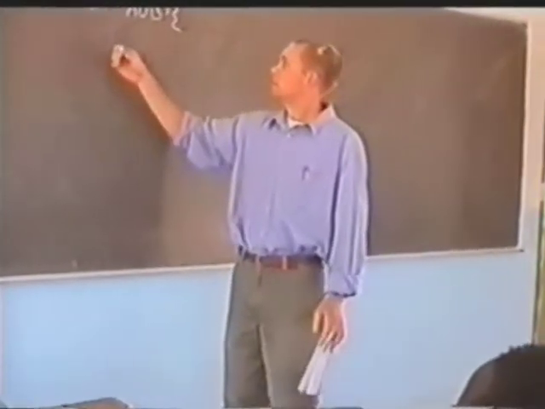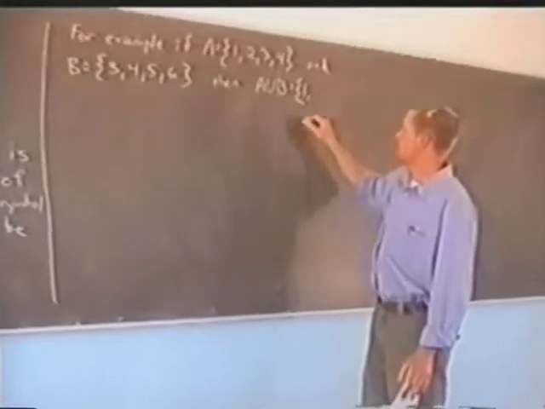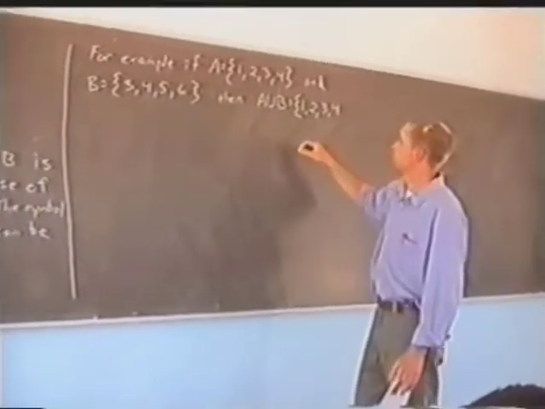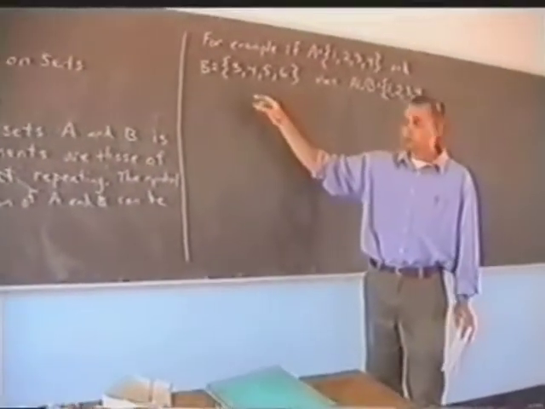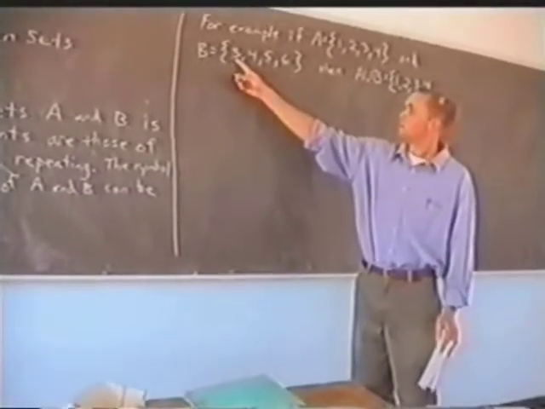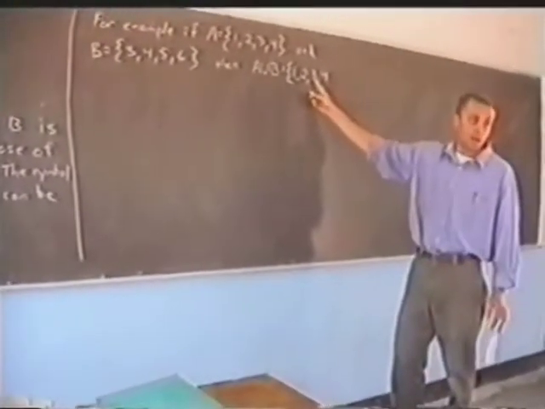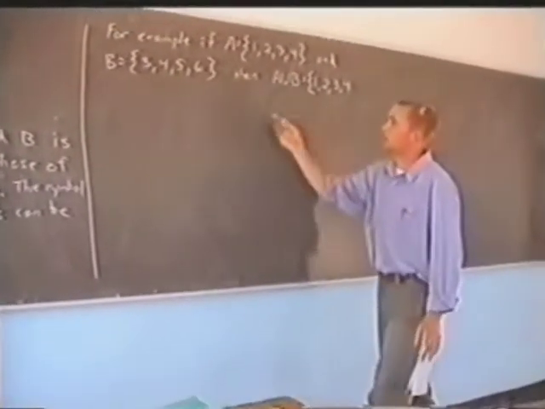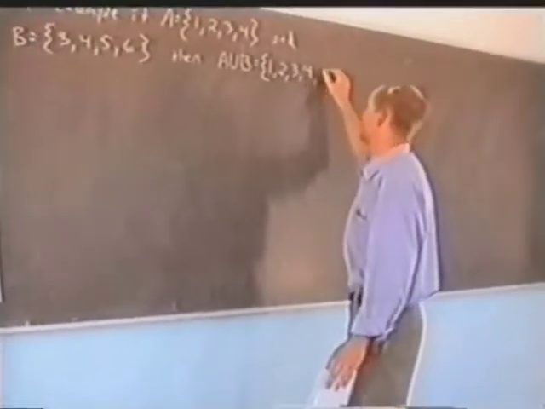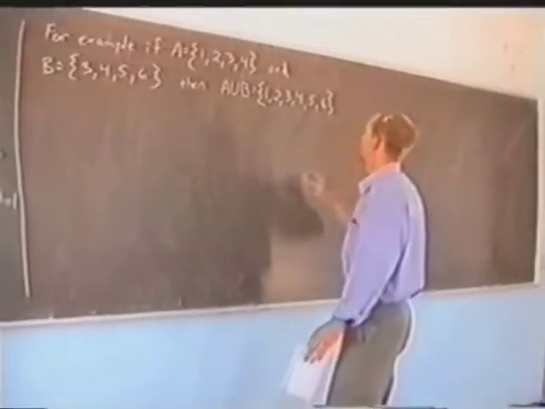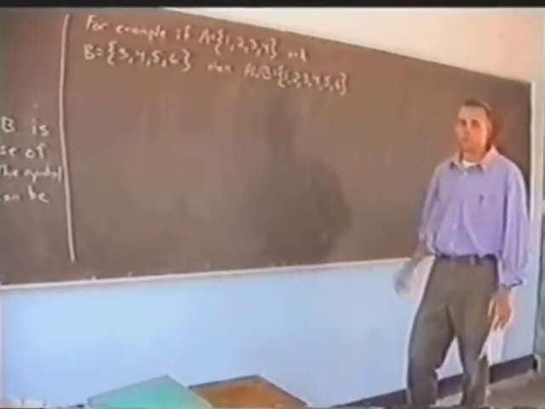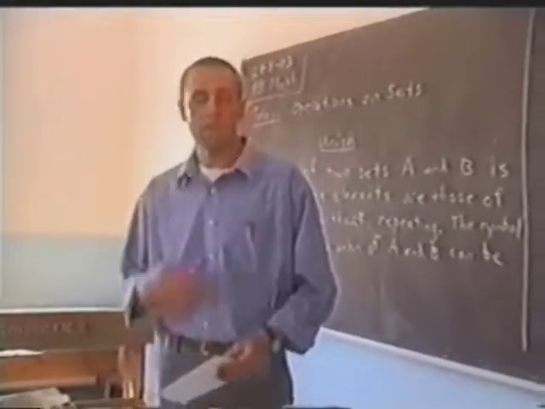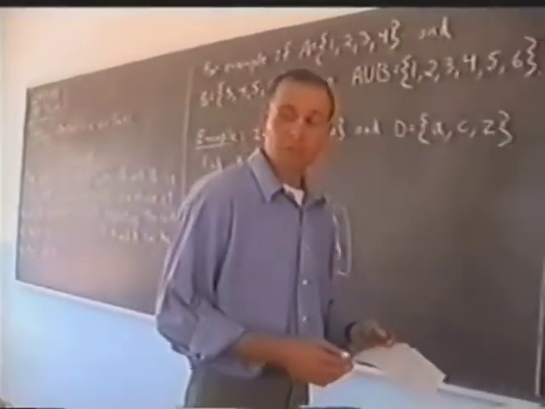Okay, so we take one, start here. We take one, we take two, three and four. Then we go to B. Take three, but it is already there. So we don't take again. Four, already. Five, not yet, six, not yet. So we include the five and six. And that is the union. So let me write a short exercise on the board.